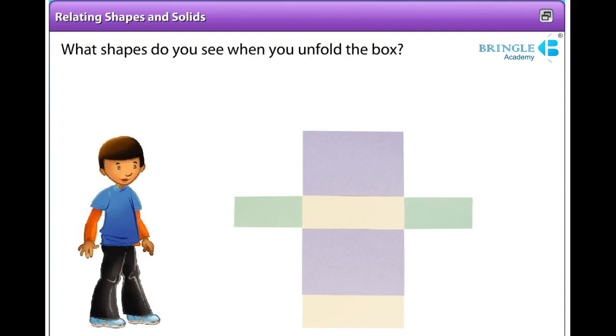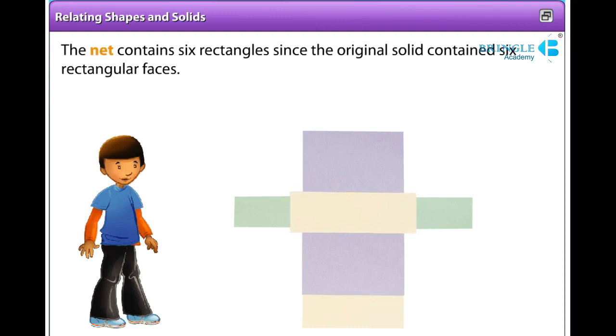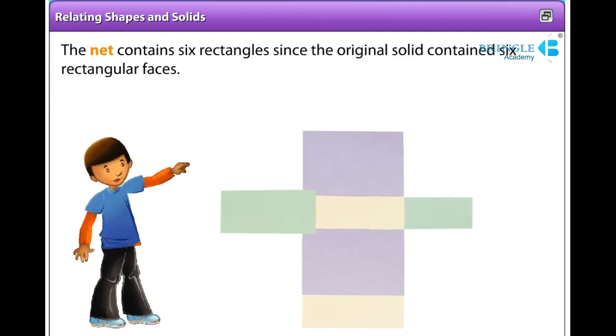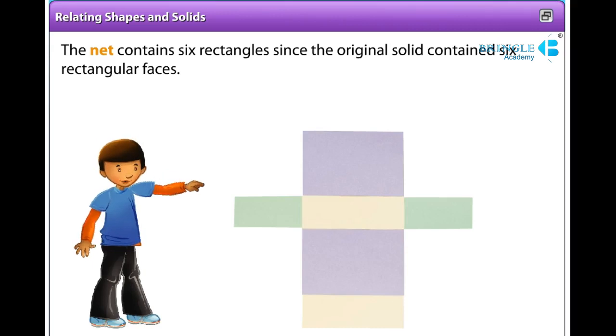What shapes do you see when you unfold the box? The net contains 6 rectangles, since the original solid contained 6 rectangular faces.